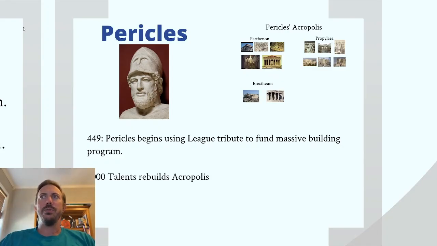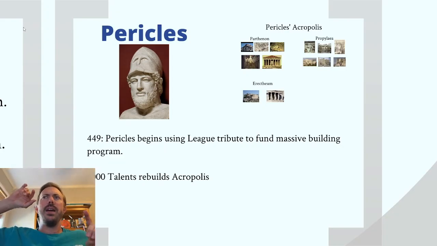5,000 talents were used to rebuild the Acropolis. A talent was a massive amount of money. The way that you would measure a talent is basically it's a jar full of silver. And so you'd take a Greek pot. We've been looking at pots, Greek pottery throughout this class. And you would fill that pot with silver coins, and that would be a talent of silver, 1 talent. It's a ton of money.